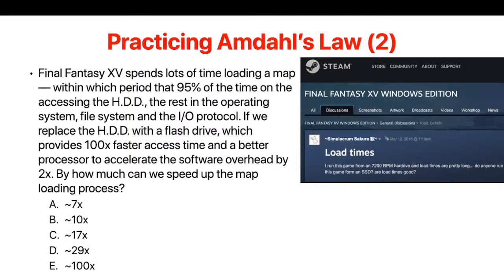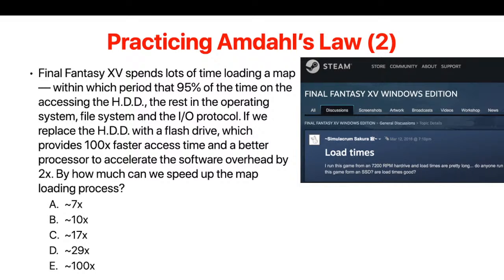Let's look at how you derive this answer. Is there any of you who can share your thoughts about how you got the answer? Like, how are you going to apply Amdahl's law on this question specifically? Okay, what's your name?